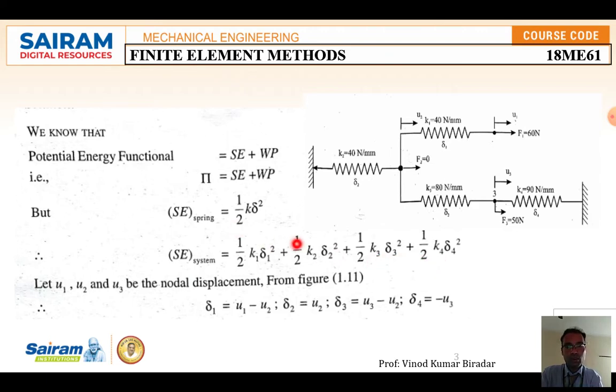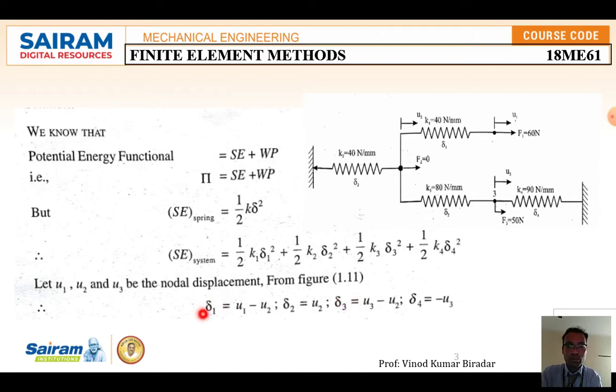Okay, so just to add all those equations, let us take U1, U2 as the nodal displacements. From the figure, the displacement changes like this. Delta 1 is equal to U1 minus U2, delta 2 is equal to U2, and delta 3 is equal to U3 minus U2, delta 4 is equal to minus U3. So this is the most important step to solve the numerical problems on minimum potential energy.